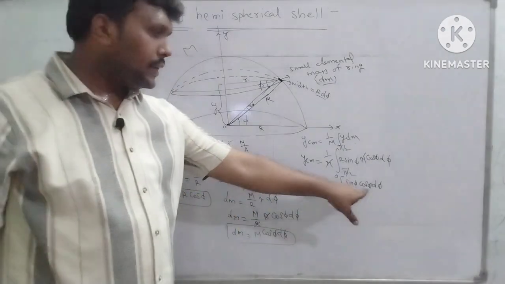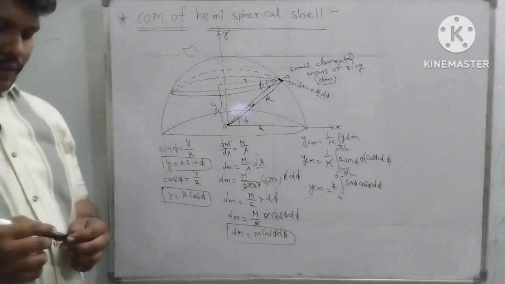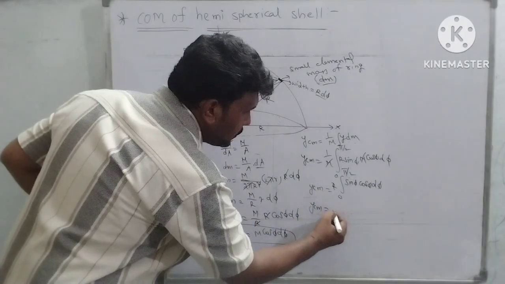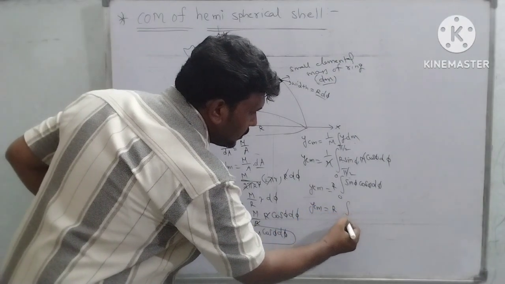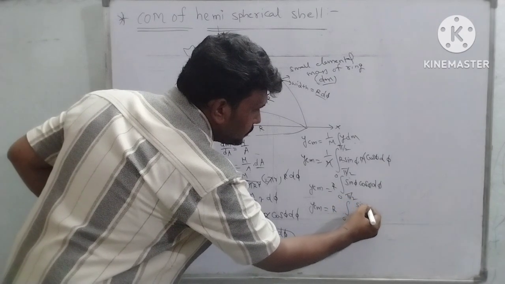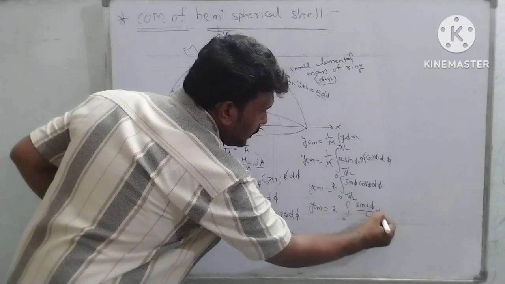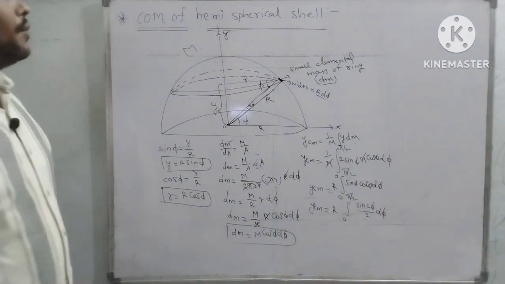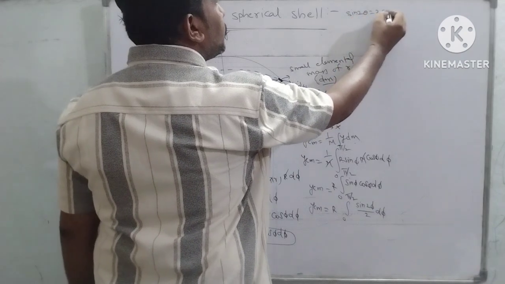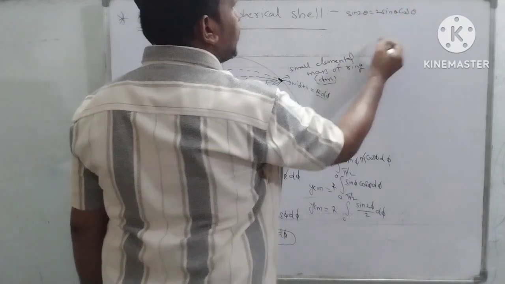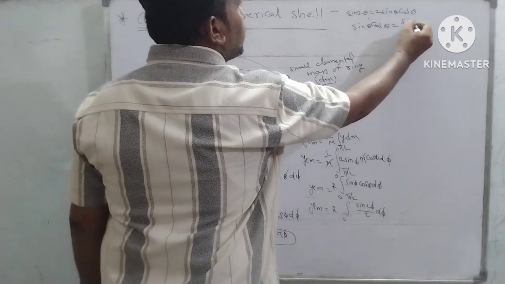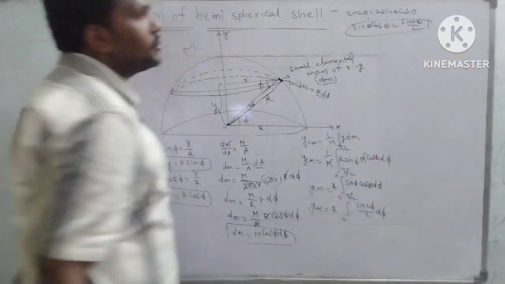Okay, if you take the sin phi cos phi, according to trigonometry, what can you write here? ycm is equal to capital R into integral with limits from 0 to pi by 2, sin 2 phi by 2 into d phi. How can you write this? We already knew sin 2 theta is equal to 2 sin theta into cos theta. This can be modified as sin theta into cos theta is equal to sin 2 theta by 2.